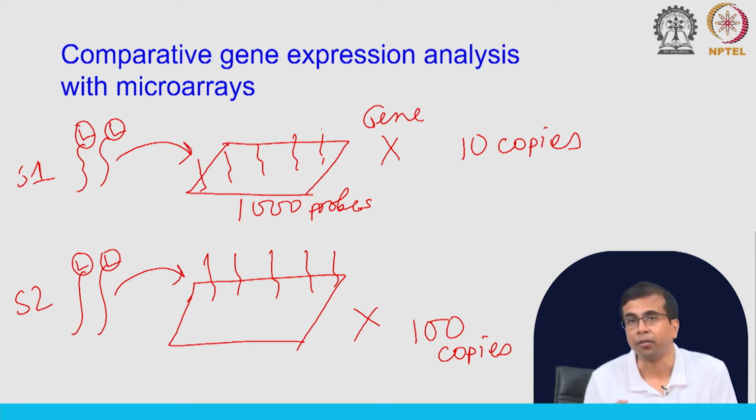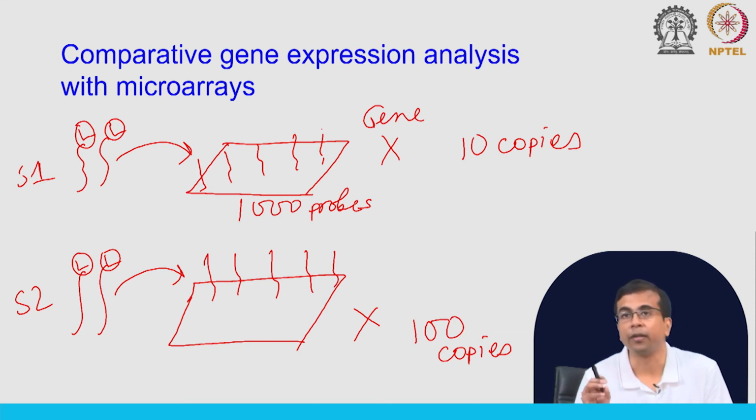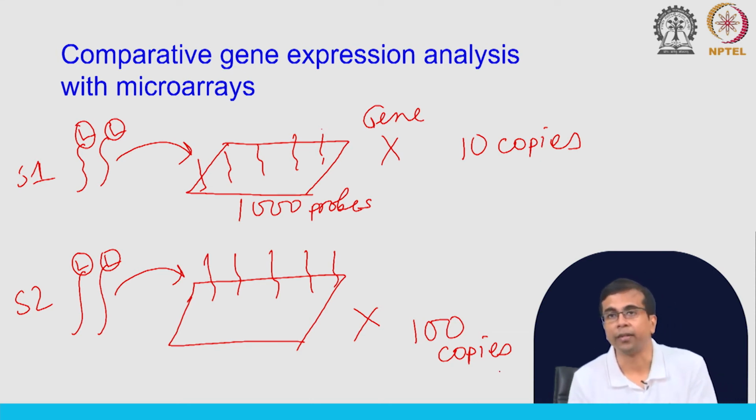In case of sample 2, you have a higher number of copies, 100 copies, so a larger fraction of these probes will be hybridized by the sample. Because there is a larger number of copies, you will get a stronger signal. This tells us that in sample 2 you have higher expression of this gene X compared to sample 1. Now, this can be repeated for multiple genes.